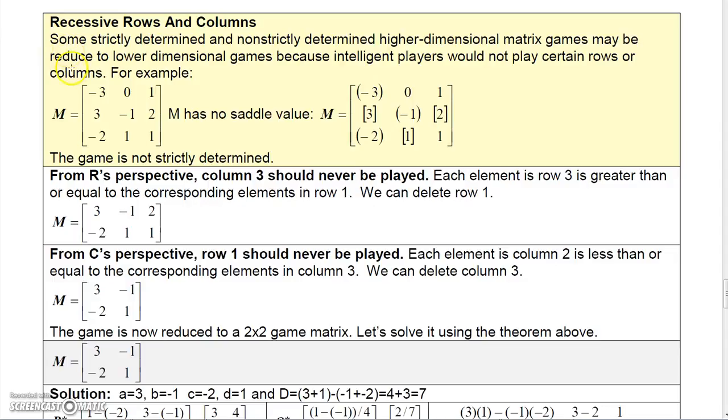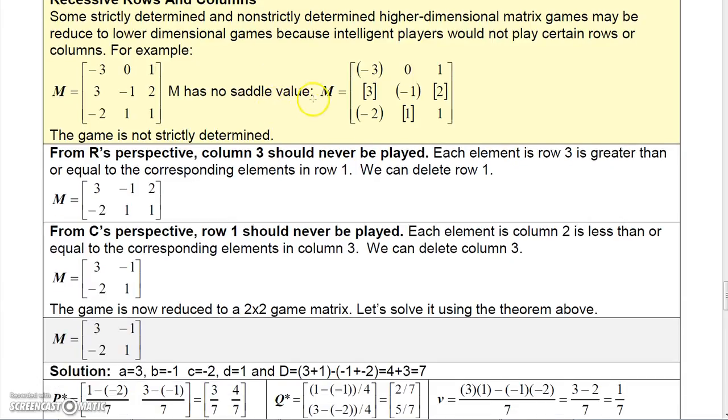Let's talk about recessive rows and columns. Some strictly determined and non-strictly determined higher dimensional matrix games may be reduced to lower dimensional games because intelligent players would not play certain rows or columns. For example, this game has no saddle value, so the game is not strictly determined. But from R's perspective, column 3 should never be played. Okay, column 3, let's see, from R's perspective, R would never play this column.